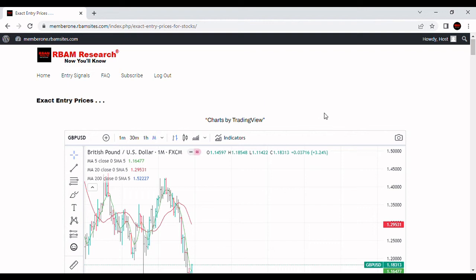Is the dollar really weak? That's the question. We're going to take a look at three currencies, the GBPUSD, the EURUSD, and the USDJPY. And we're going to look at some algorithmically generated entry prices for Monday morning.